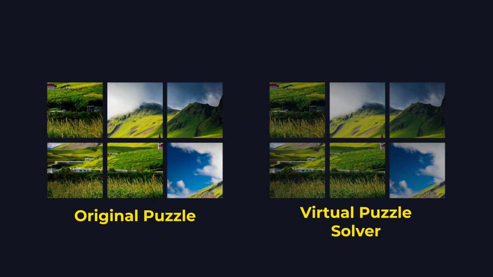Now let's say you have a magical assistant called Virtual Puzzle Solver. This assistant has an exact copy of your jigsaw puzzle, but it's virtual, not real. Now whenever you want to make a change to your puzzle, you describe the changes to your Virtual Puzzle Solver instead of directly manipulating the real puzzle pieces. For example, you might say, "Hey Virtual Puzzle Solver, I want to move the blue piece from the bottom right corner to the top left corner."